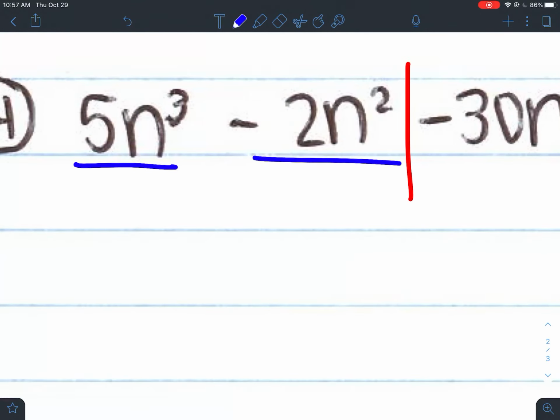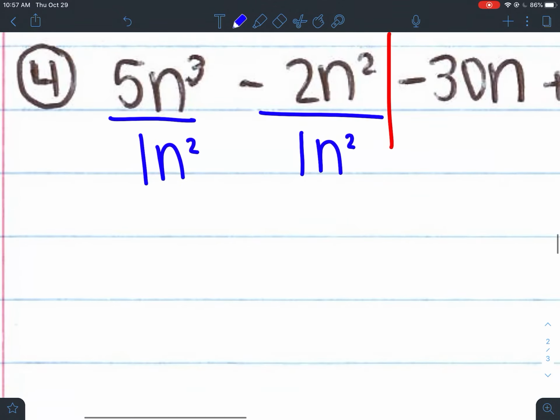Okay, so we start with the first 2 terms. The largest number I can take out of both 5 and 2 would be 1. That's the largest number that goes into both of them evenly. I can't divide out a larger number than that. And then the largest amount of n's I can take out would be 2 of them, n squared. The first one has 3, the second one has 2, so I can take out n squared. So my GCF is going to be n squared.